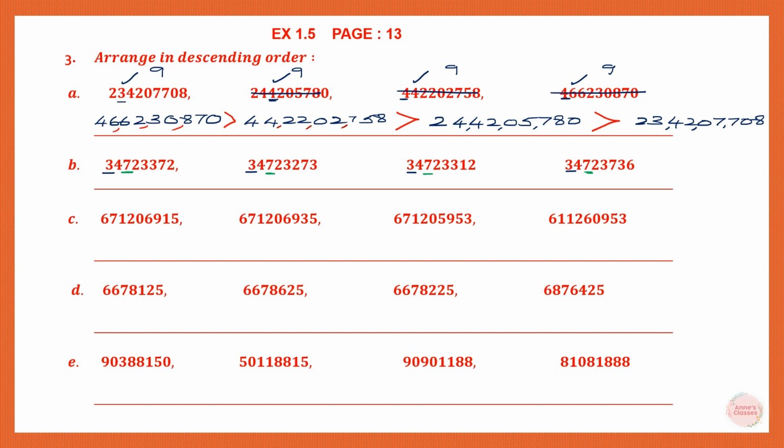So now we have to look at the next digit. That is the fourth digit, digit after 7. So we have 2 here, then here also we have 2, here also we have 2, here also we have 2. So can you see the digits are all the same? You should be very careful. Let's go to the next one.